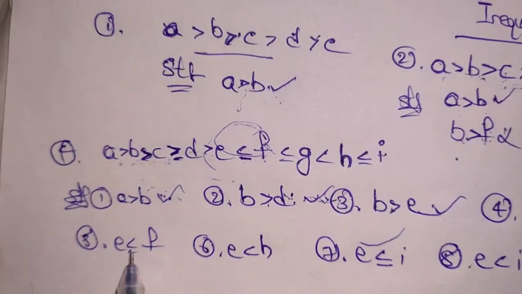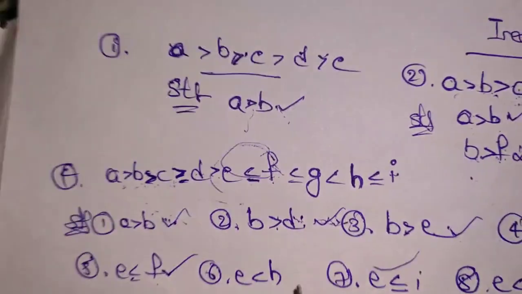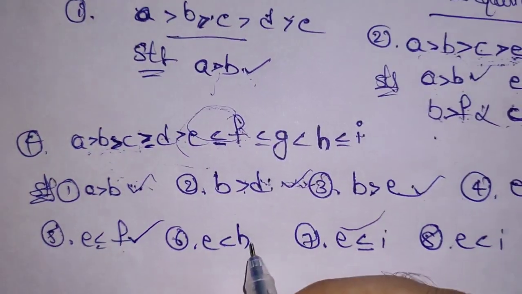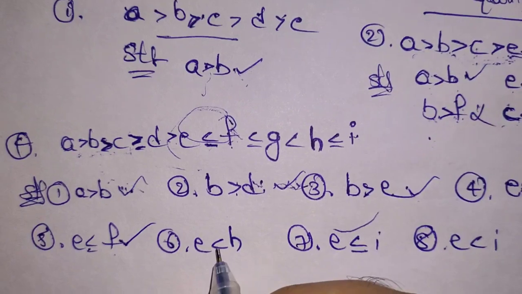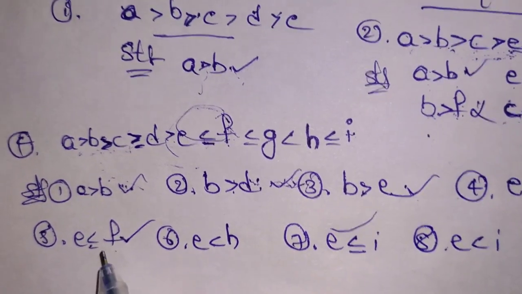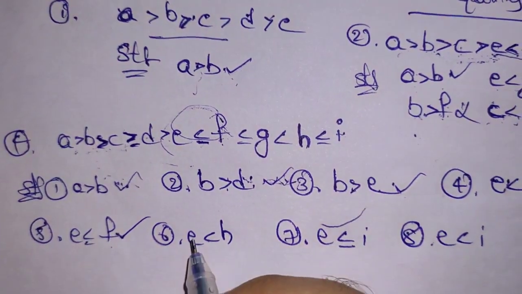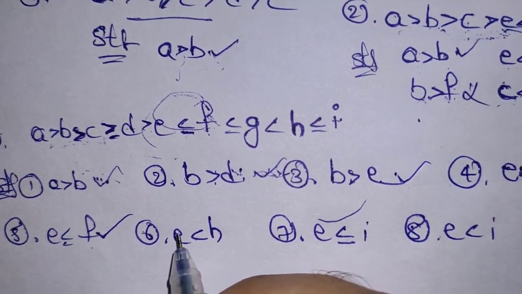We can see E is less than or equal to F. The question itself says E is less than or equal to F, so the statement that is given is correct, as it is E is less than or equal to F. We can see the sixth statement as E is less than H.